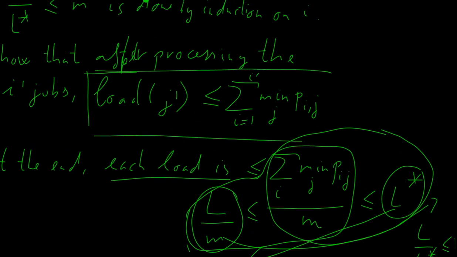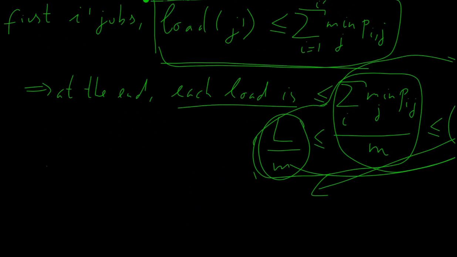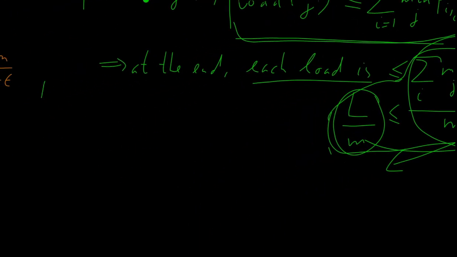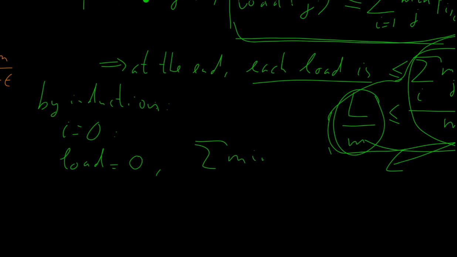So the load of each machine is at most the sum of the minima of the costs of the jobs so far. Now we can do this by induction. So if i is 0, then it's clear that each load is 0, and that sum of the minima so far is again 0, because there is an empty sum, so it's fine. 0 is at most 0.